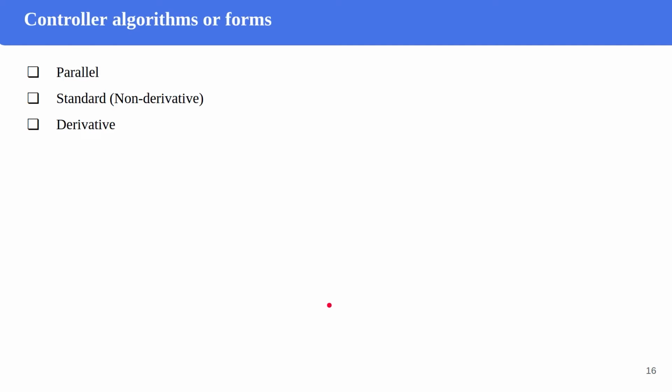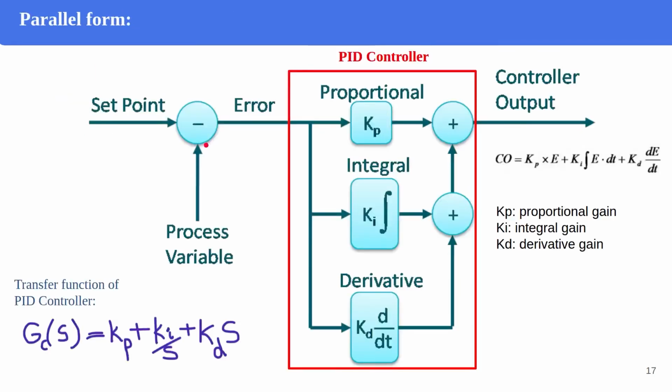Here we have the algorithms or forms of a controller. Manufacturers of PID controllers arrange the proportional, integral, and derivative modes into one of three control algorithms or forms that you can see here. They are called parallel, standard or non-derivative, and derivative. So let's see each of these forms.